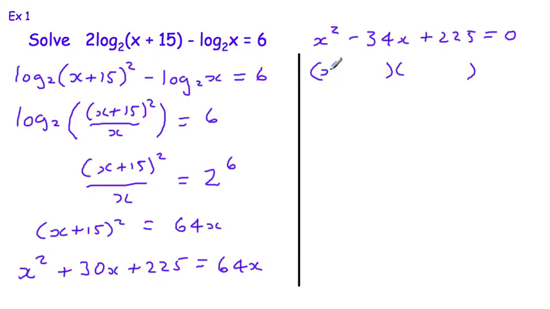Two numbers which multiply to plus 225 and add together to minus 34 would be minus 9 and minus 25. So the implication of that is either the first bracket is 0, and if x minus 9 is 0, x equals 9, or the second bracket could be 0, in which case x minus 25 is 0, x equals 25.